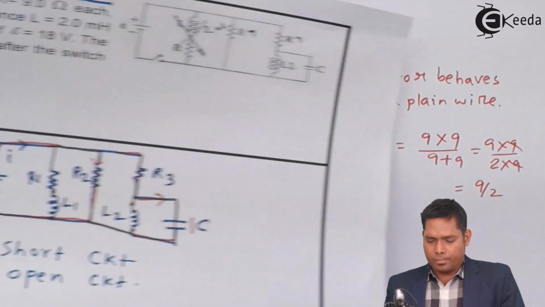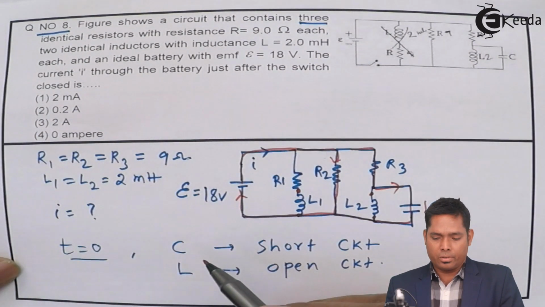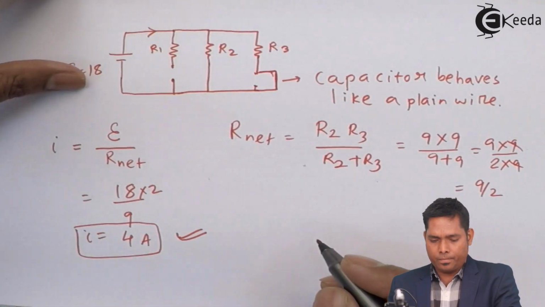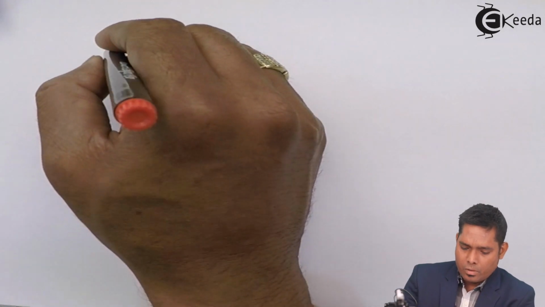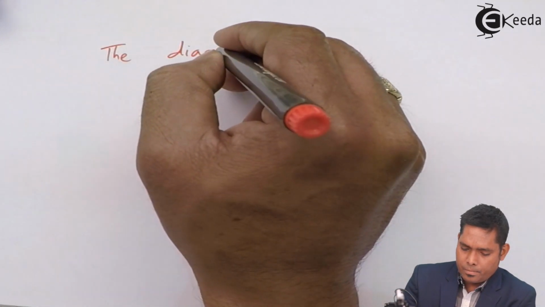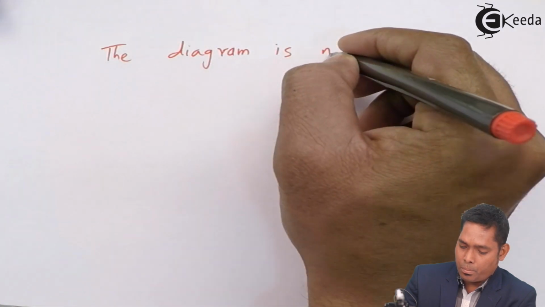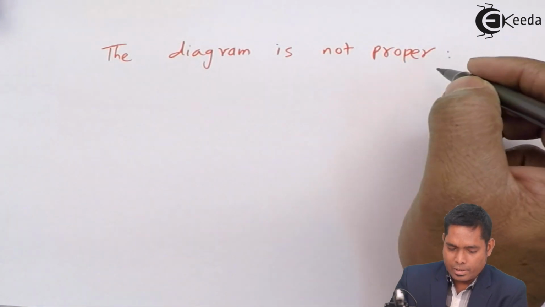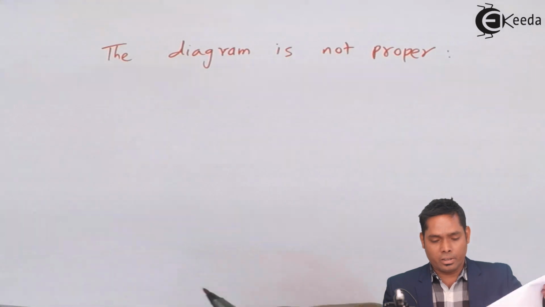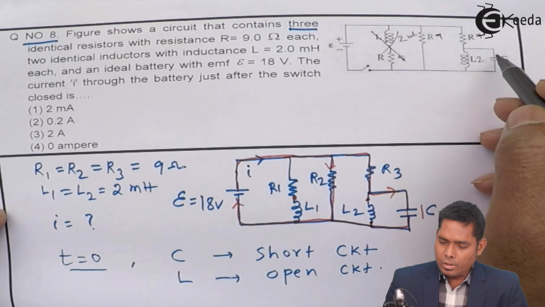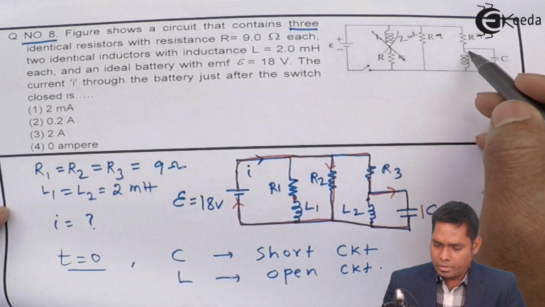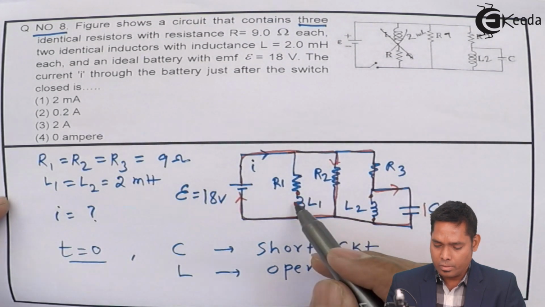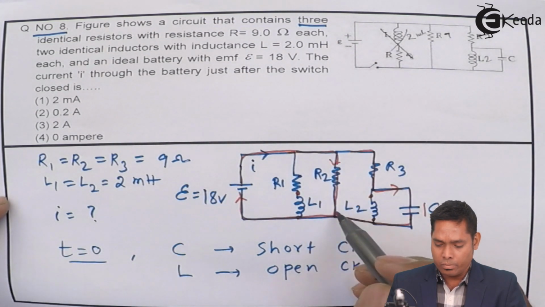But if you see the options, there is no 4 amperes. This means this circuit is not proper. Firstly, the diagram is not proper. So to get the answer for this question, what they have actually done is this they have not considered. This is open and they did not consider this one, and also this one. Only they consider the current through this one only.